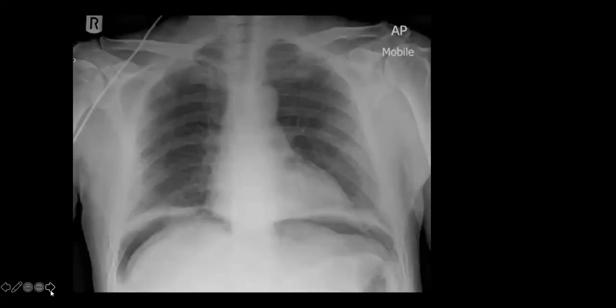And that would look something like this. So as you can see here, there is air under the hemidiaphragm, and that's what we refer to as pneumoperitoneum. Sometimes people get confused with the gas bubble under the left hemidiaphragm, and that's the stomach. But if you can appreciate here at the inferior aspect of this plain film, that's the stomach gastric bubble, and this is pneumoperitoneum because it's directly under the diaphragm.